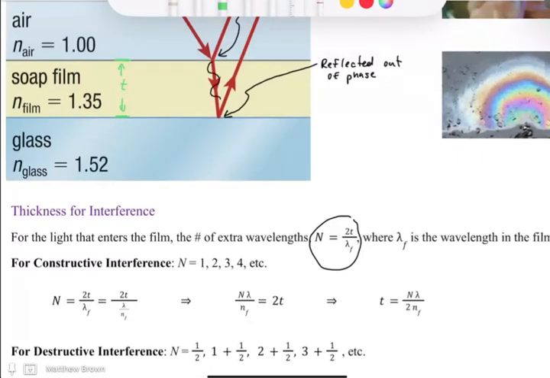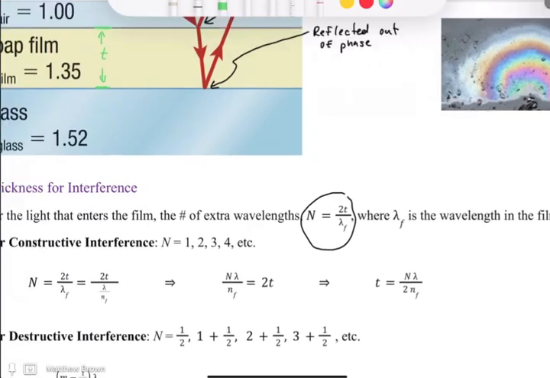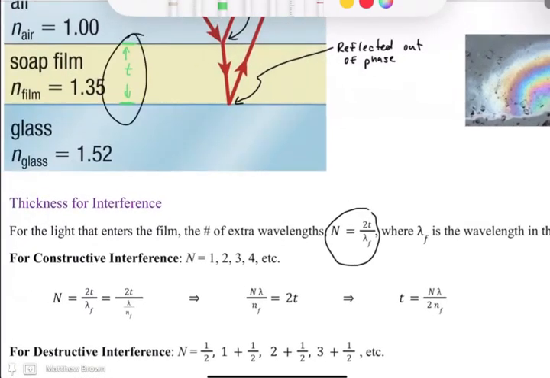So it might go like that. It gets kicked out of phase, so it might come back the same way. But this reflected ray also gets kicked back, if you want to look at it that way, or forward out of phase. So as I said, that really doesn't matter. So how many extra wavelengths? Well, it's gone a distance of 2t, because I called this distance here t. And then you just divide that by whatever the wavelength is in the film. So we're just denoting that as lambda f, to say that's lambda in the film.